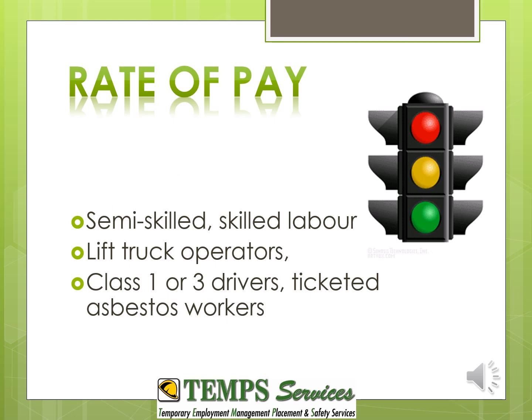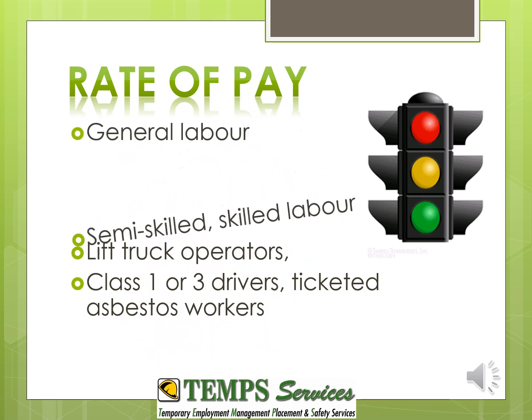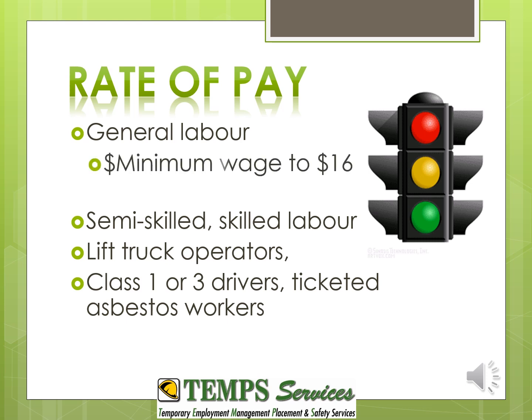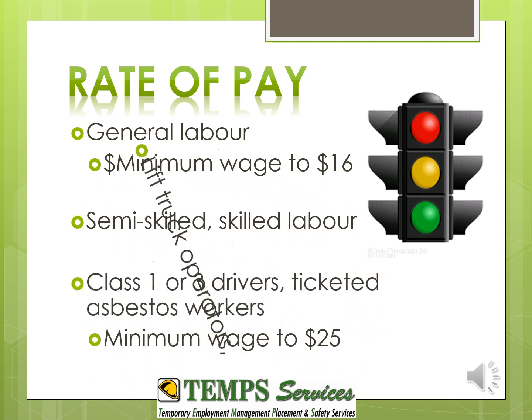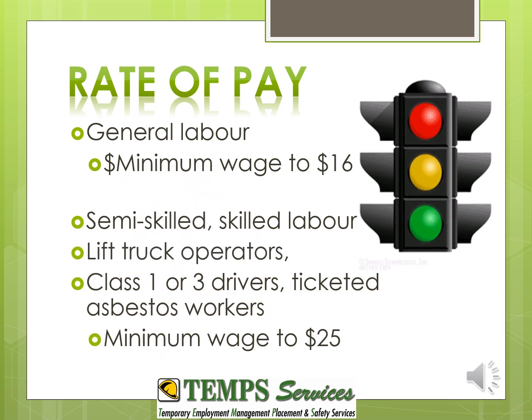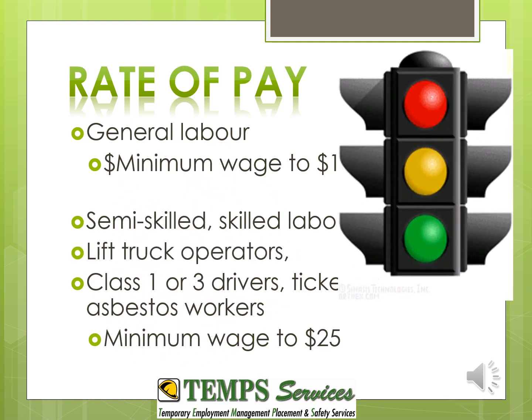Rate of pay. At TEMPS Services, we have 3 levels of pay: general labor, semi-skilled, and skilled labor. General labor starts at minimum wage and goes up to $16. Semi-skilled and skilled labor starts at minimum wage and goes up to $25. Some examples of skilled labor are Class 1 or 3 driver, a ticketed asbestos worker. Next slide, please.